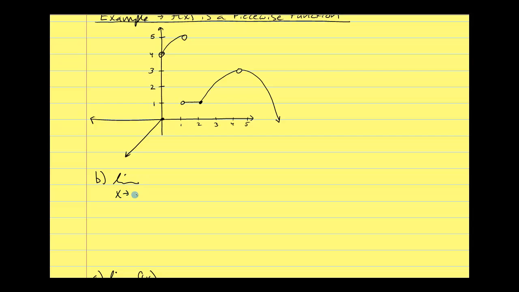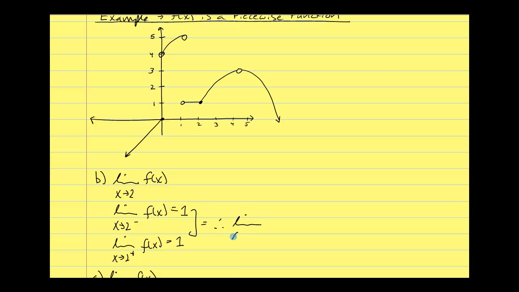The next one I want to do is the limit as x approaches 2 of this function. If we want to find a limit, we have to approach 2 from the left, and we have to approach 2 from the right. As we approach 2 from the left, we can see my limiting value is 1. As we approach 2 from the right, we can see my limiting value is 1. And these agree. These are equal. Therefore, the overall limit as x approaches 2 is equal to 1.